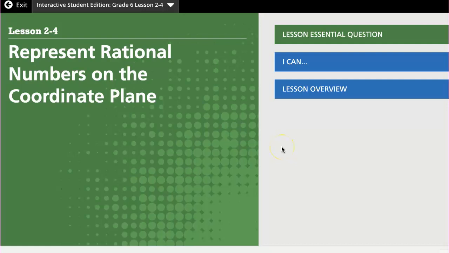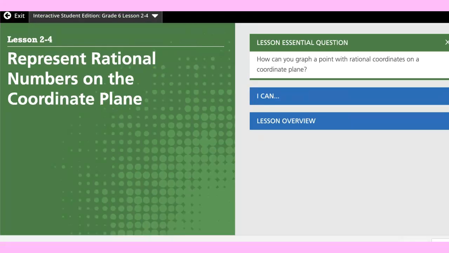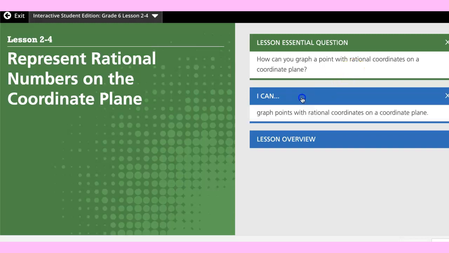Hi everyone, we're now working on lesson 2.4, represent rational numbers on the coordinate plane. Let's look at our essential question. How can you graph a point with rational coordinates on a coordinate plane? Remember what rational numbers are, right? A number that can be represented as a fraction. So I can graph points with rational coordinates on the coordinate plane.